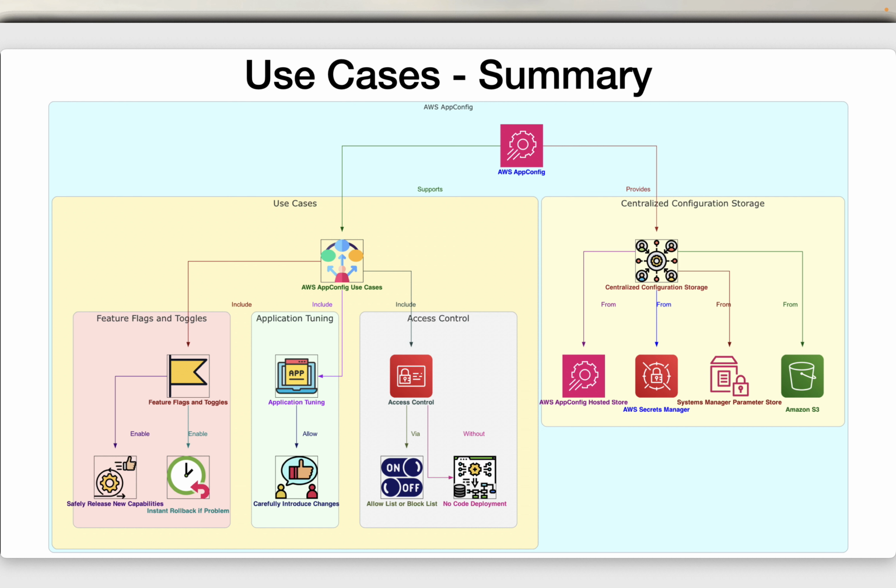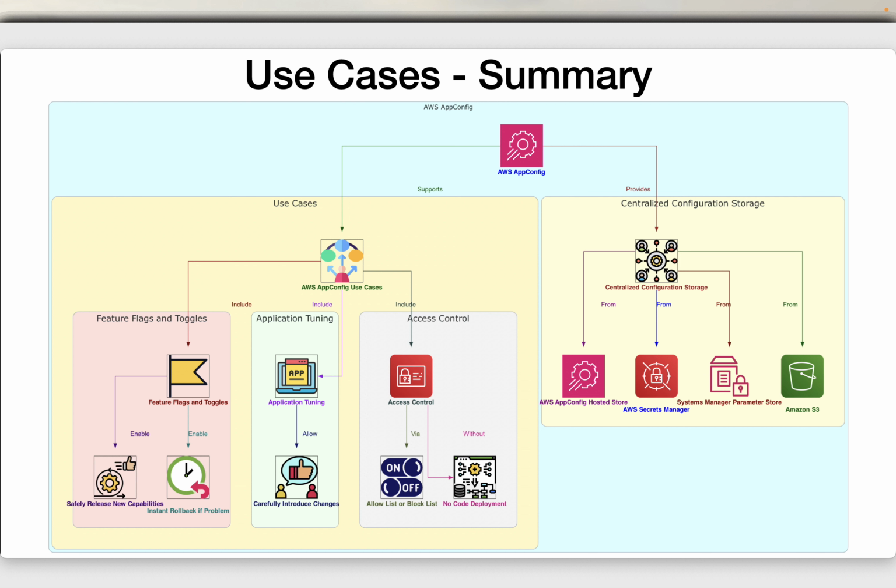Next use case is application tuning. You can carefully introduce application changes while testing the impact of those changes with users in production environment. Third one is access allow list or block list, which is around access control. You can control access to premium features or instantly block specific users without deploying new code.